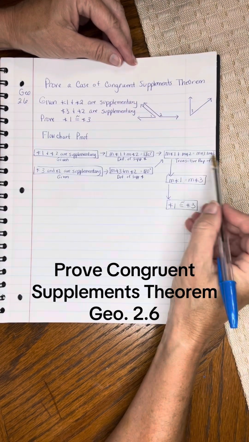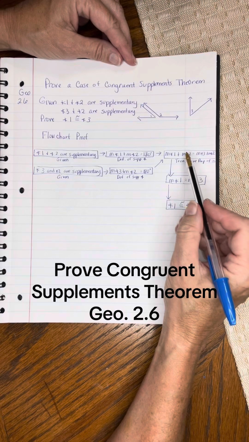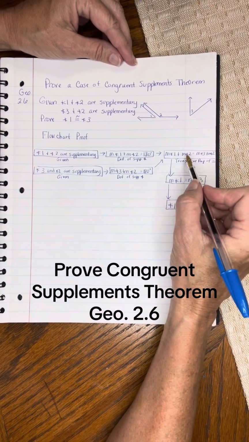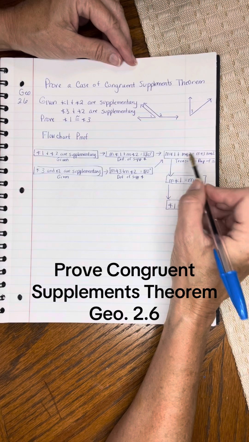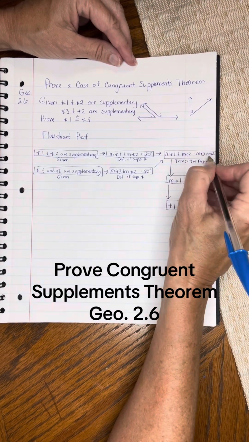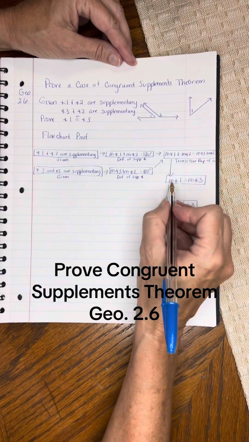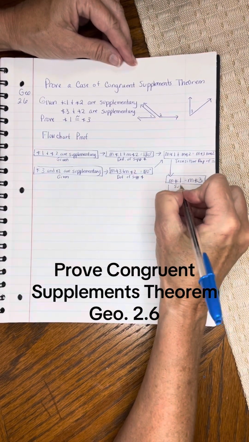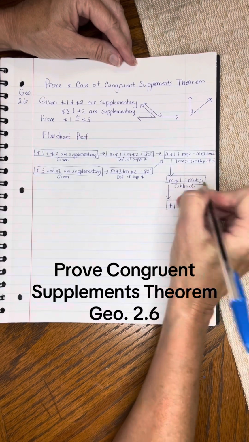Now, since I'm able to say that, I can go ahead and say that the measure of angle 1 equals the measure of angle 3, and all I've done here is just subtract the measure of angle 2 from the left and the right side. If I subtracted the measure of angle 2, they would cancel out and I'd be left with the measure of angle 1 equals the measure of angle 3. So that's my subtraction property of equality.